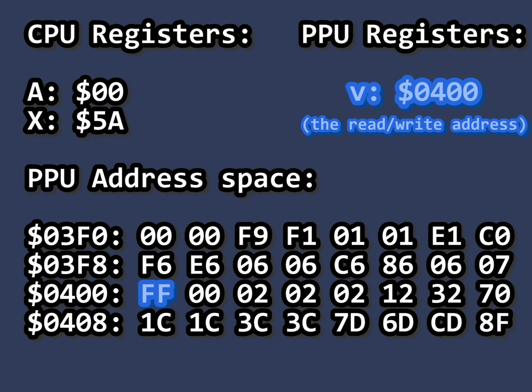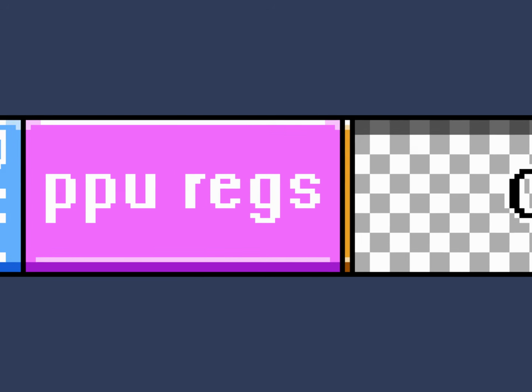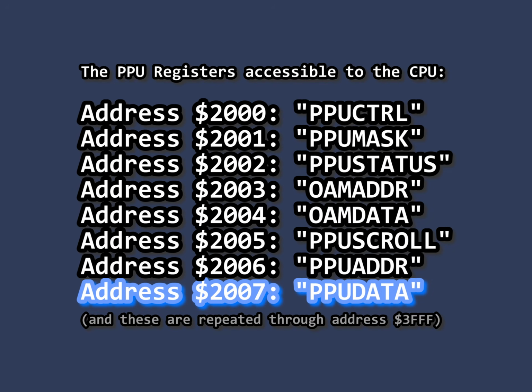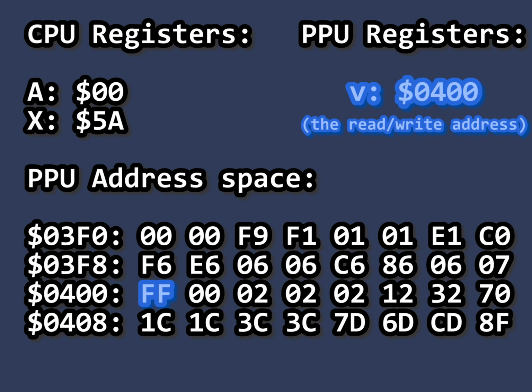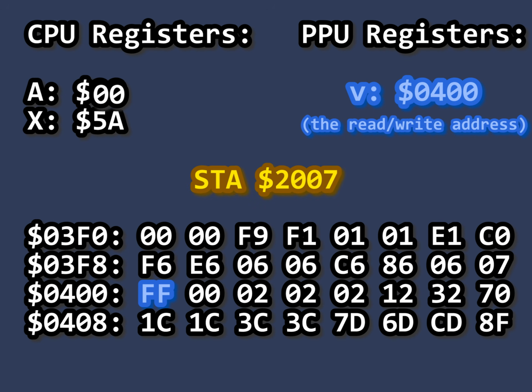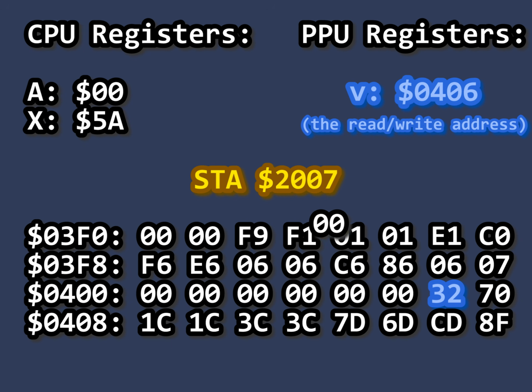With the PPU's read-write address pointing to PPU address 400, the CPU can now interact with that address through CPU address 2007. Let's just write the value 0 to this PPU address. This is done by running STA 2007. It's also worth noting that whenever the CPU reads or writes to CPU address 2007, the PPU's read-write address is automatically incremented. This makes reading or writing multiple consecutive PPU addresses really convenient, as you don't need to keep writing to address 2006 to set up the next PPU address.